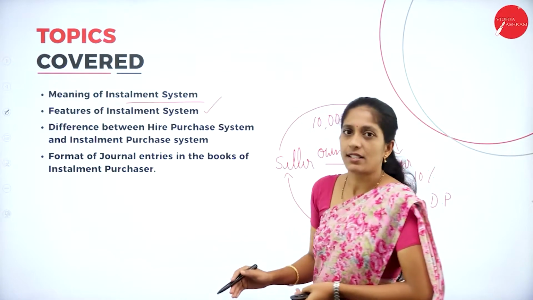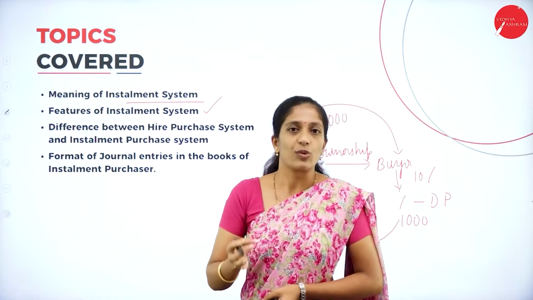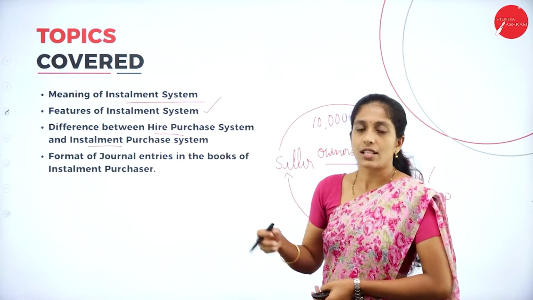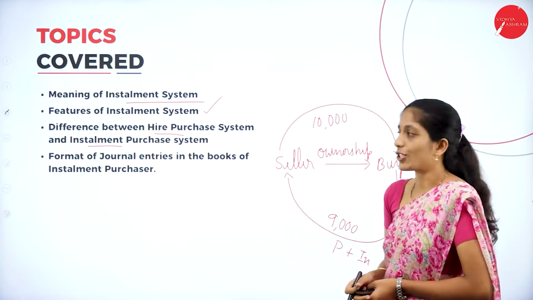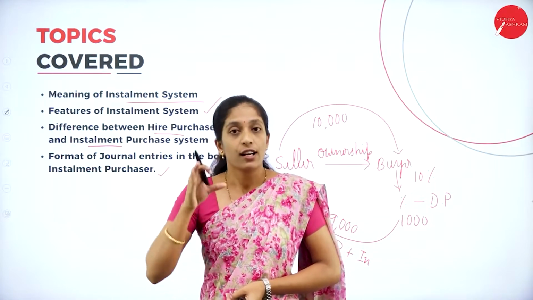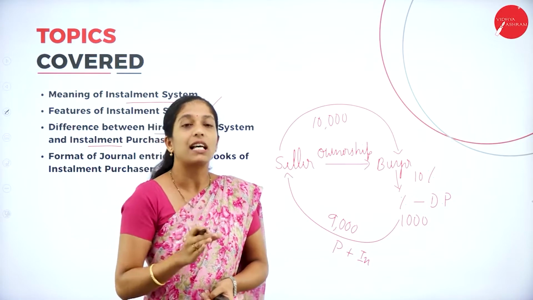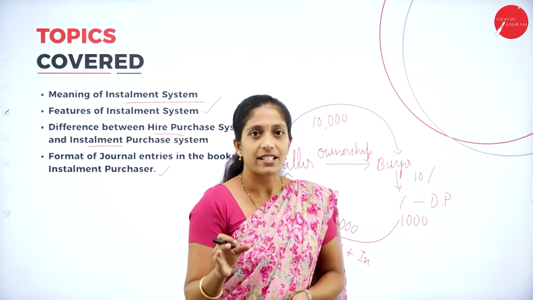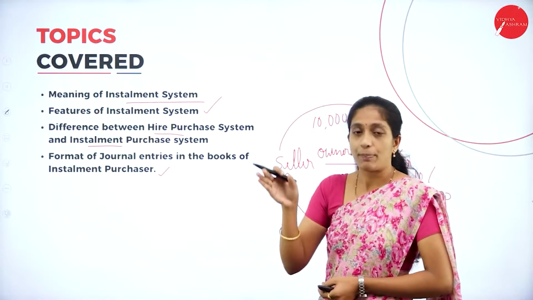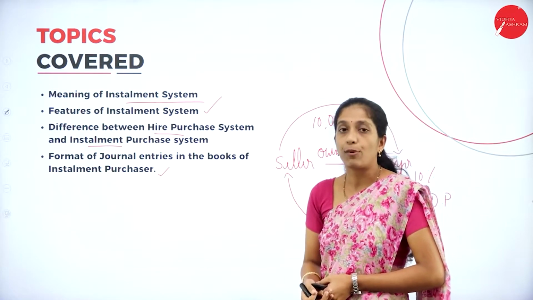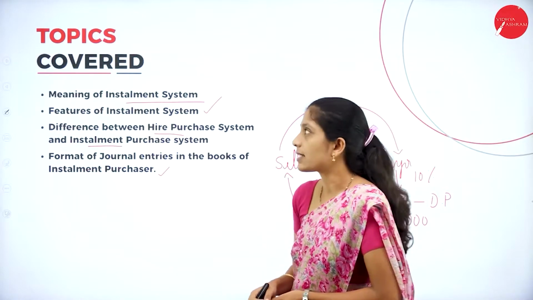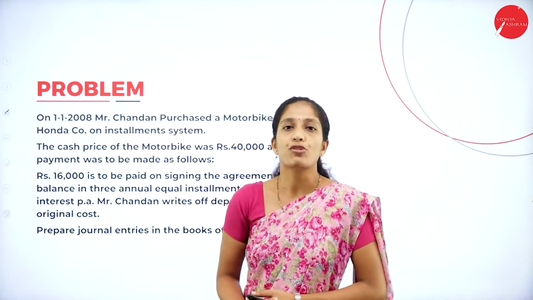Next, we learned what the features of installment system are. If you know the meaning of installment system, you can go on writing the features. Next, the difference between hire purchase system and installment purchase system. Just now we have discussed, the main difference is relating to ownership. Next, the format of journal entries in the books of installment purchaser. In the previous session, we learned the format. Like hire purchase system, we also have to prepare journal entries in the books of installment purchaser as well as installment seller. In the same way, ledger accounts in the books of installment purchaser as well as installment seller. In today's session, we shall solve a problem relating to journal entries in the books of installment purchaser.